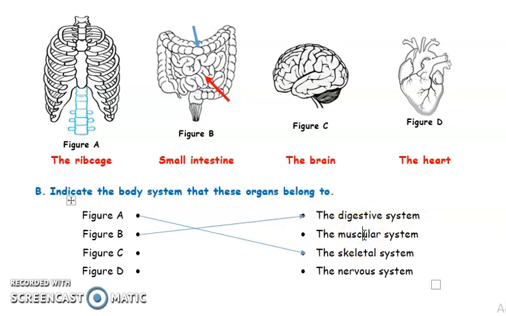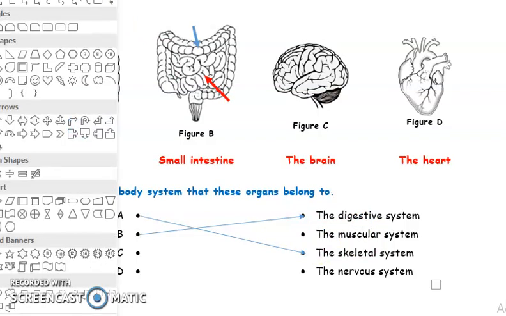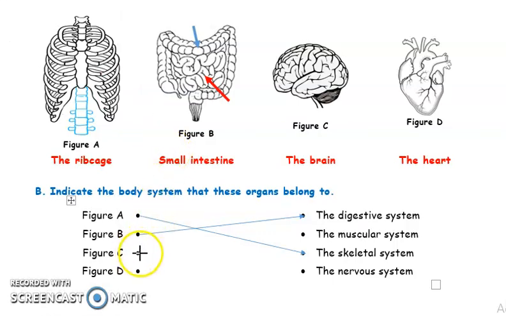Figure C, that shows the brain. The brain is a part of the central nervous system. What about the heart? The heart's job is to push the blood so the blood can visit all of your parts and provide them with oxygen and nutrients. The heart isn't a part of any of these 4 body systems. The heart is a part of the circulatory system.